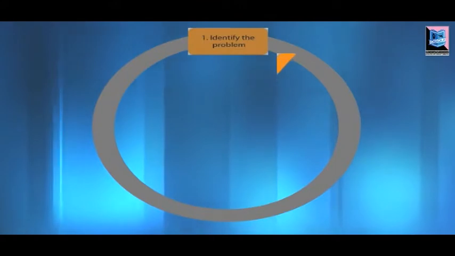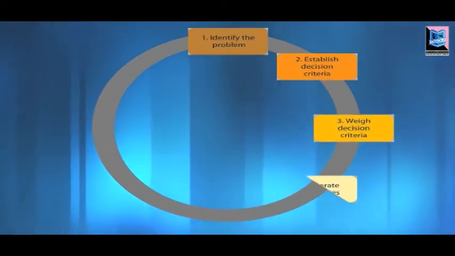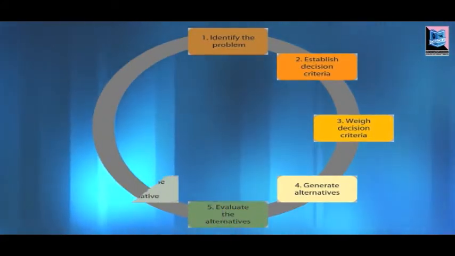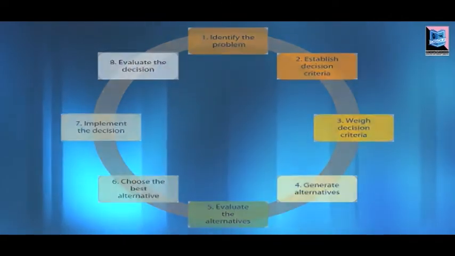Generally we have 8 steps in the decision making process. It starts with identification of the problem, establishing the decision criteria, weighing the decision criteria, generating alternatives, evaluating alternatives, selecting the best alternative, implementing the decision, and then evaluating the decision. Now let's discuss each step separately.